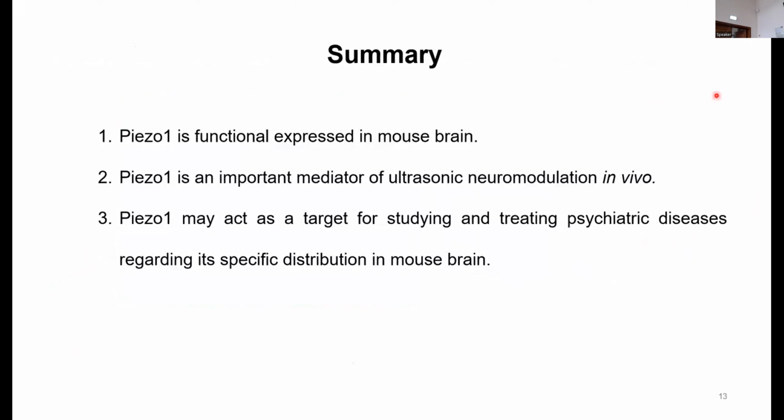So, taken together, our findings demonstrate that piezo-1 is functionally expressed in the mouse brain and also plays an important role in ultrasound neuromodulation in vivo. And since piezo-1 is specifically distributed in some brain areas, if I may say, stress-regulating brain areas, it thus may also act as a target for studying and treating psychiatric diseases.